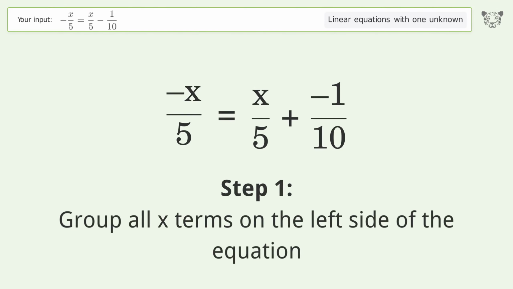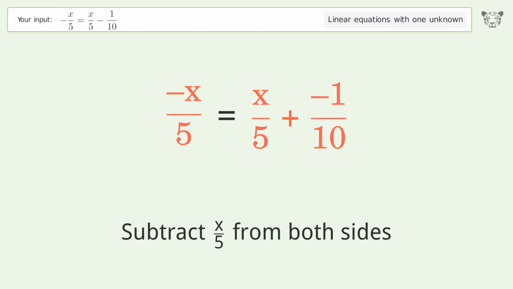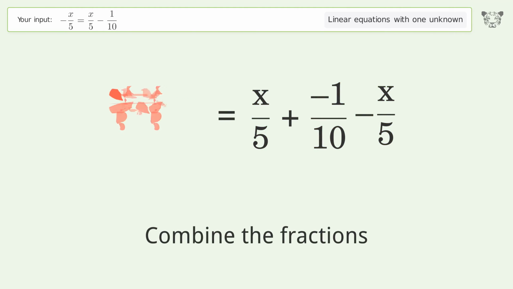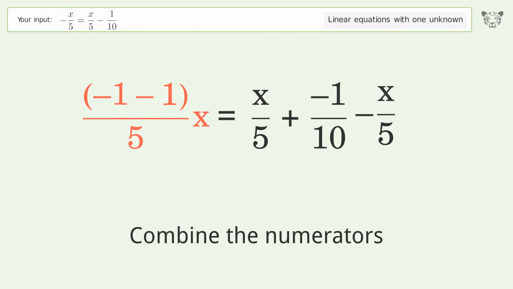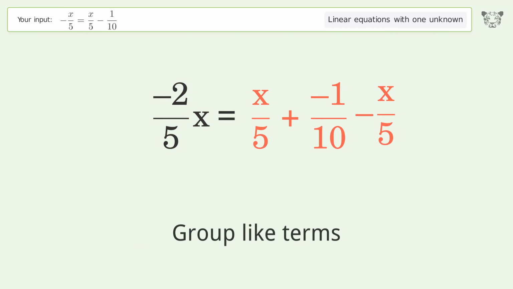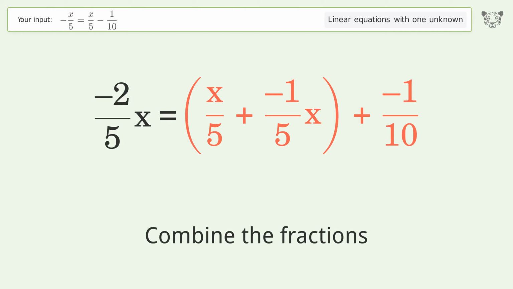Group all x terms on the left side of the equation. Subtract 10 over 5 from both sides. Combine the fractions. Combine the numerators. Group like terms. Combine the fractions.